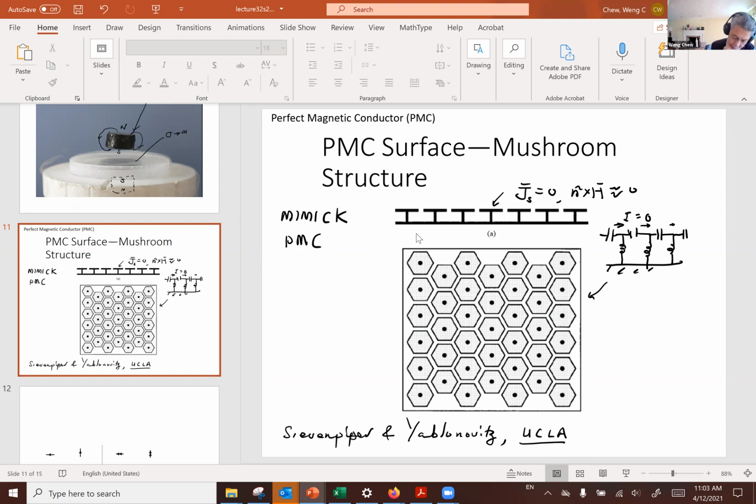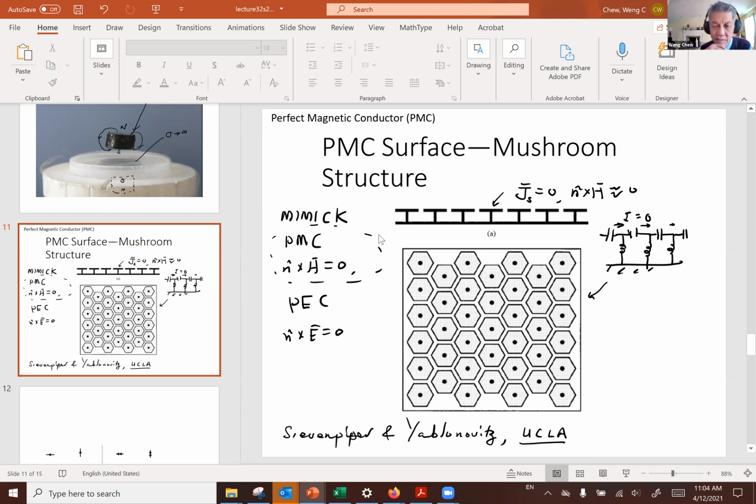So this is just what we need for a PMC. PMC is n cross H equal to 0. And you remember that for PEC, it is the other way around, that n cross E is equal to 0. So this structure, if you operate it at the correct frequency so that all these mushroom structures start to resonate, they form open circuits up at this surface. This surface will look very much like a PMC surface. So that's how engineers design PMC surfaces.